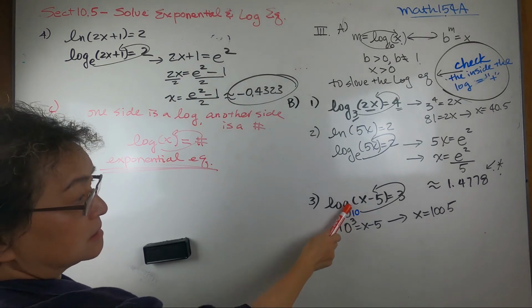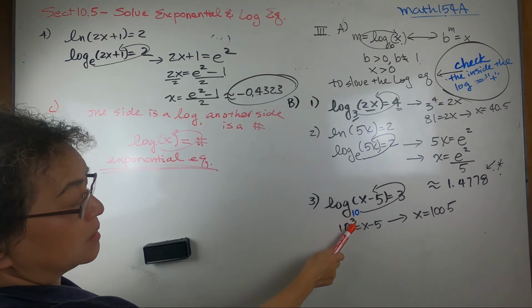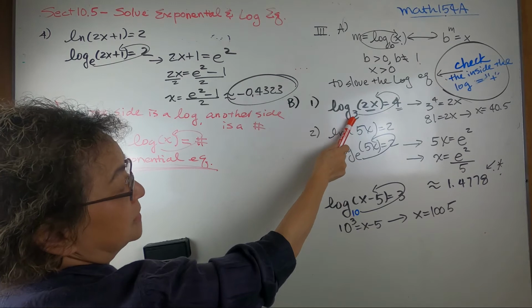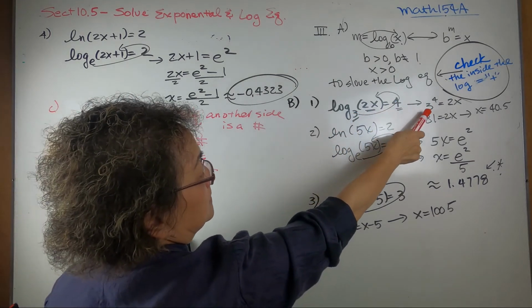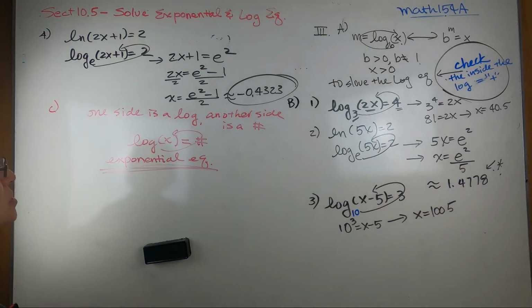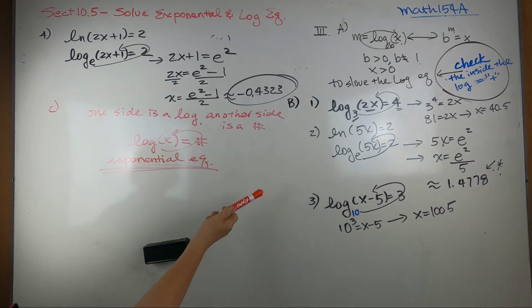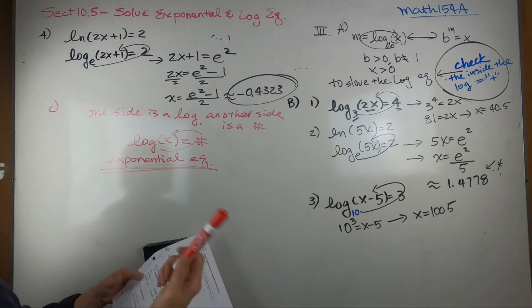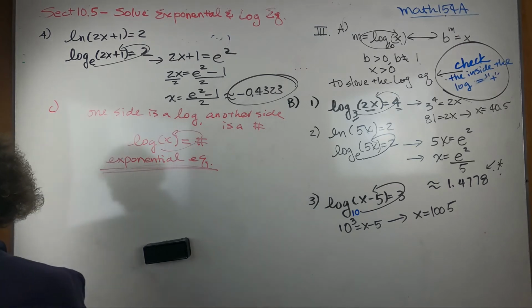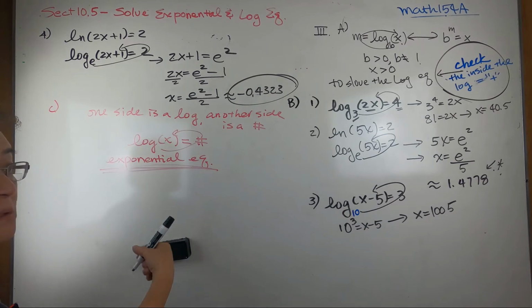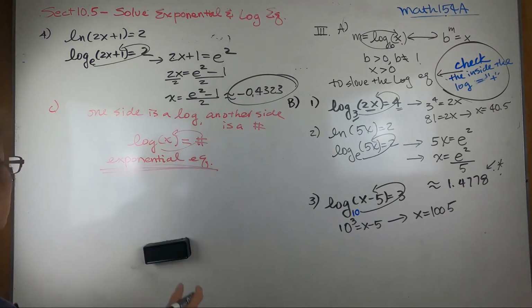Right? See, we write a log as an exponential equation. We write a log as 10 to the third power. We write this as e to the second power. We write this what? 3 to the fourth power as inside. So if one side is a log, another side is a number, then you can just rewrite it as an exponential equation, right? Once you write it as an exponential equation, then you should be able to solve it, okay?